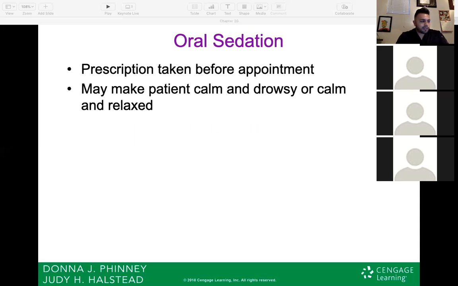Oral sedation is achieved by taking a medication the night before the dental procedure. This may be prescribed for a patient who is extremely anxious or extremely nervous about treatment or about the procedure that's going to be done. Benzodiazepines are often used as a sedative hypnotic, which makes the patient calm and drowsy. Anti-anxiety drugs can also be used, like Xanax, which makes the patient calm and relaxed.